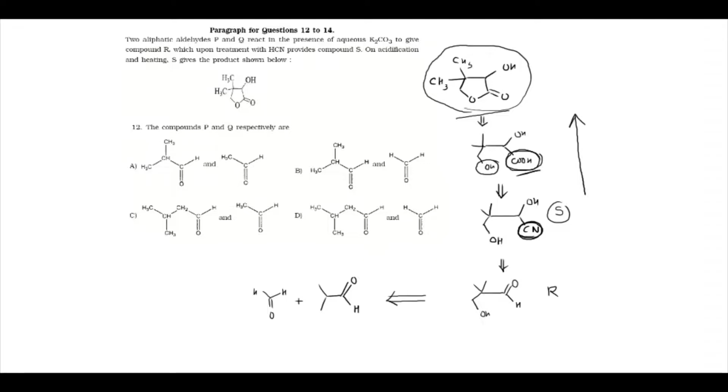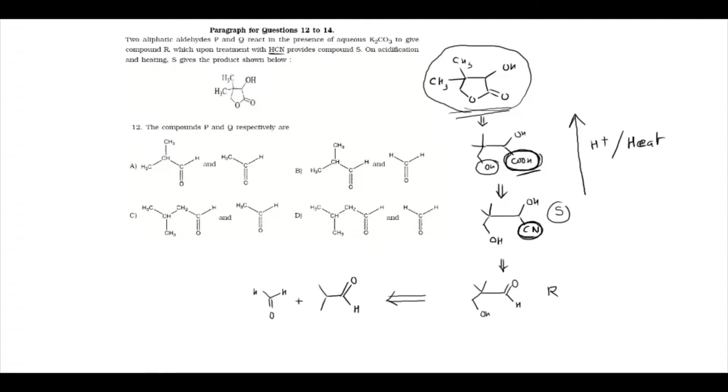Because S is something which is synthesized due to the treatment of HCN. That means there should be the nitrile group in S, and S has undergone hydrolysis in presence of acid first to give you this carboxylic acid group, then the esterification step. So when you have added H plus and applied some heat, this nitrile group first got converted to carboxylic acid, then an intramolecular esterification reaction to give you the final product.